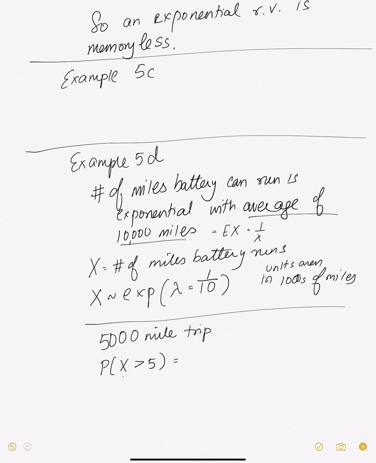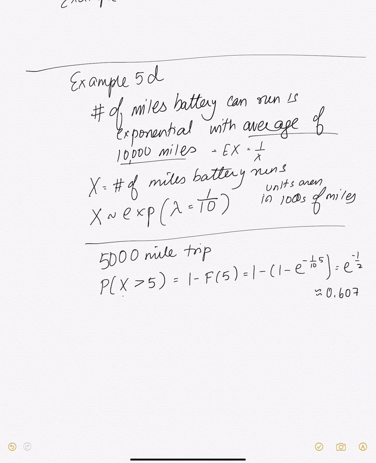Okay, so what is this? This is just 1 minus the cumulative distribution function F evaluated at 5. And that is 1 minus the quantity 1 minus e to the minus lambda times 5, which is e to the minus lambda times 5. Okay, so that's e to the negative 1/2, which is approximately 0.607. Okay. And now let's see what it would be if the lifetime was not exponential.